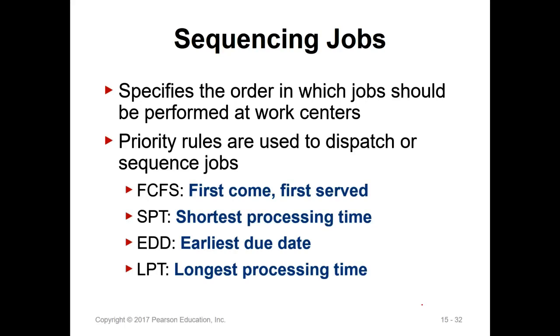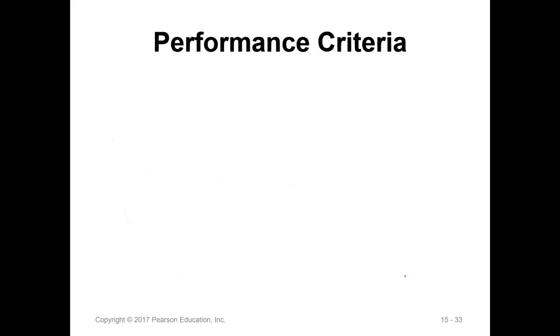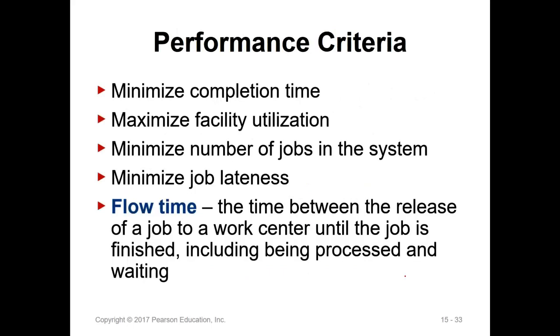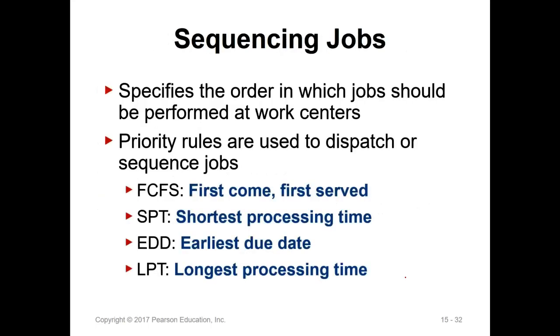And the priority rules used to deploy or sequence the jobs are first come, first serve, shortest processing time, earliest due time, and also longest processing time. And we need to use these criteria to make the judgment of which sequencing rule will generate the best result.